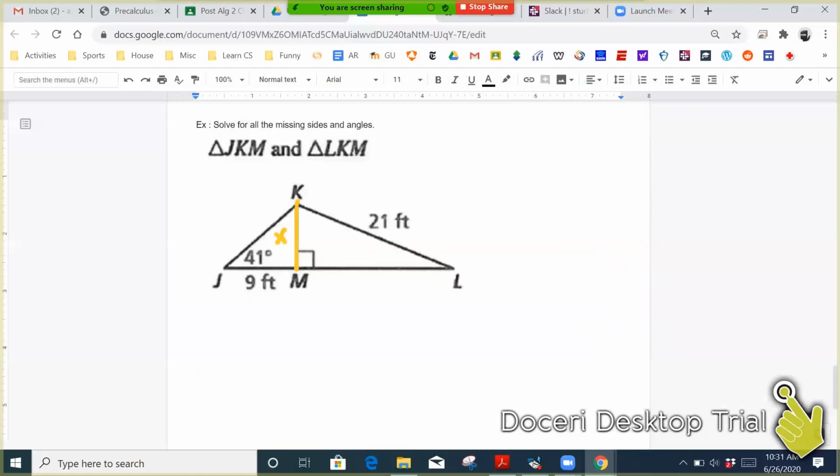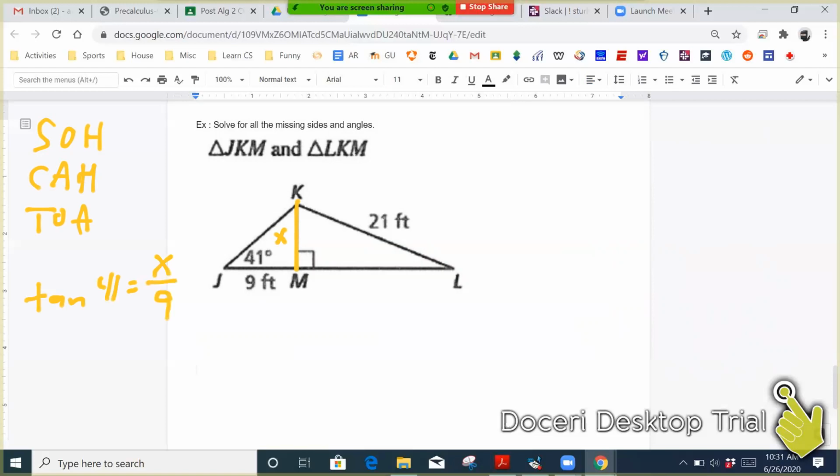Since it's opposite of 41 and I'm given the adjacent leg, I'm going to use tangent because it's opposite and adjacent. If we look at SOHCAHTOA, when we're using opposite and adjacent legs, we use tangent. If it was opposite and hypotenuse, you use sine. Adjacent, hypotenuse, cosine. So the tangent of 41 is equal to x over 9.